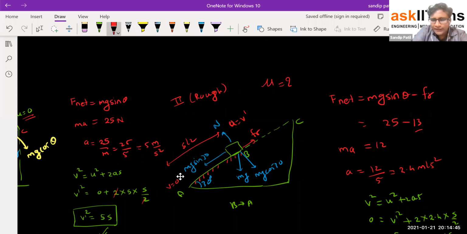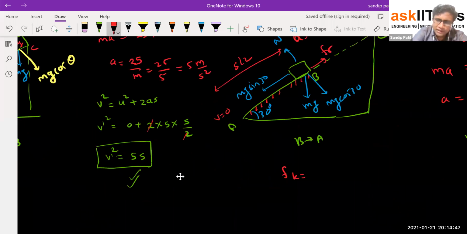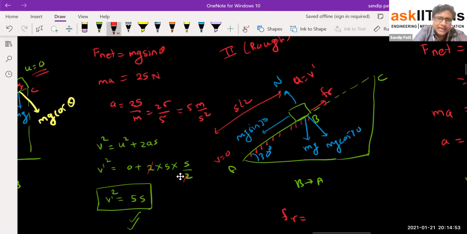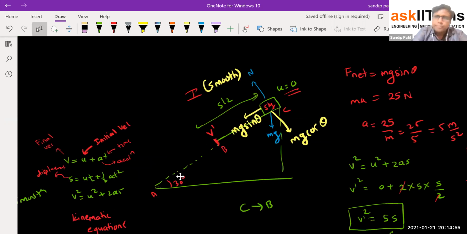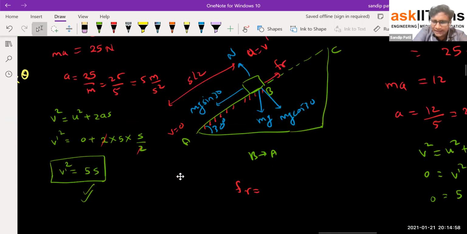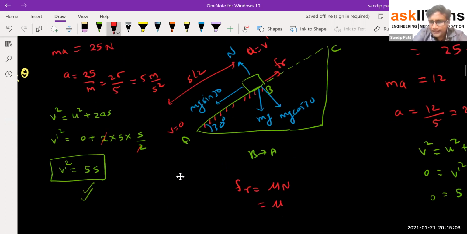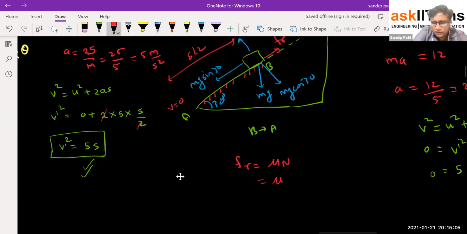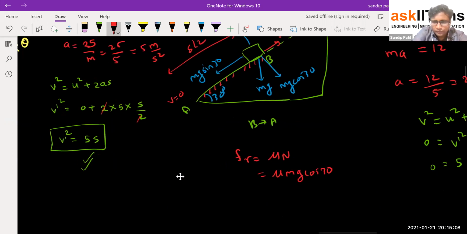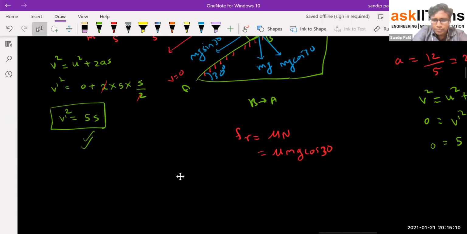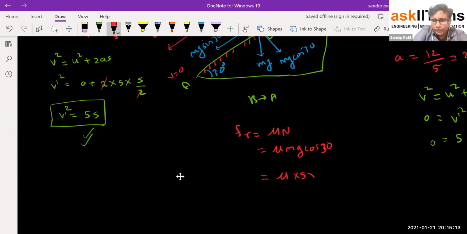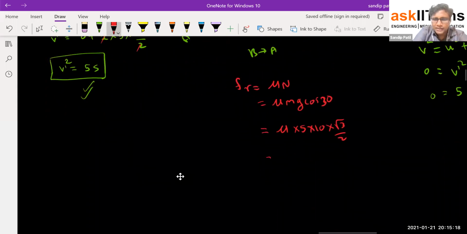So what I will do, let's find out the FK, or frictional force, I can say FR, and we want to calculate the mu. Mu is not given in this case. They are asking us to calculate the mu, right? Okay. So can I say FR is how much? Mu N. What is the value of N? Is it mg? No, mg cos 30, right? mg cos 30. Mu we want to calculate. This is 5 into 10 into root 3 by 2. So can I say this is 25 root 3 into mu?